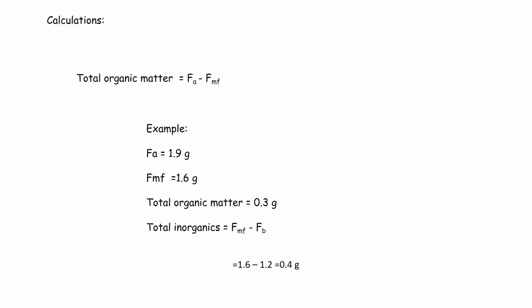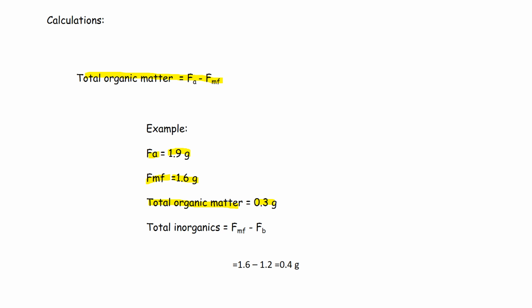Right, so now we can calculate the total organic matter using the formula FA minus FMF. For example, if the FA value was 1.9 grams and after the muffle furnace the weight was 1.6 grams, the total organic matter must be the amount that is lost, FA minus FMF, which is 0.3 grams. This is the total organic matter.